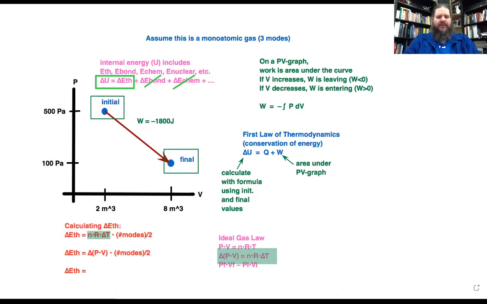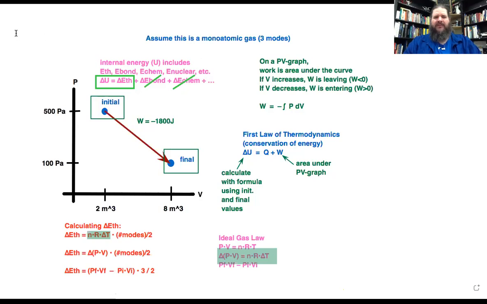Delta E thermal equals, and for delta pressure times volume, we're going to fill in final pressure times final volume minus initial pressure times initial volume, times number of modes, which is 3 over 2. And if we fill those in, what's final pressure times volume? Yeah, pressure times volume, 8 cubic meters times 100 pascals, that's 800. And pascals times cubic meters is joules.